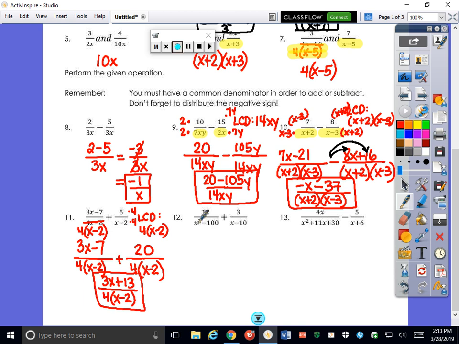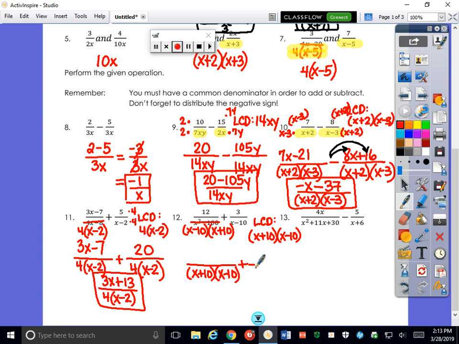Number 12, we need to factor x squared minus 100. This is a difference of two squares, so that gives me x plus 10 and x minus 10. So now when I'm looking for my LCD, that first fraction has a plus 10 and a minus 10, so I'm going to need both of those in my LCD. And then when I go to the second denominator, it has an x minus 10, which I already have, so I don't need to add that. So my LCD is x plus 10, x minus 10.